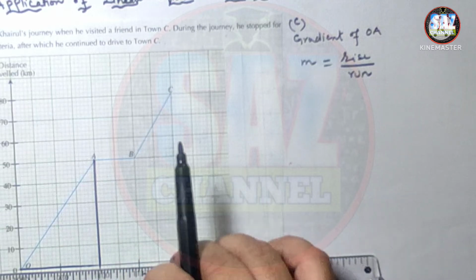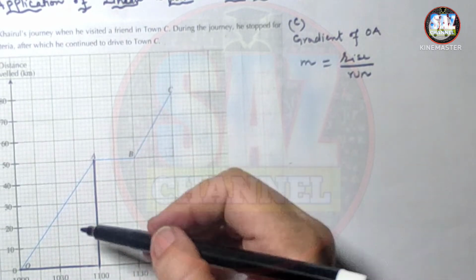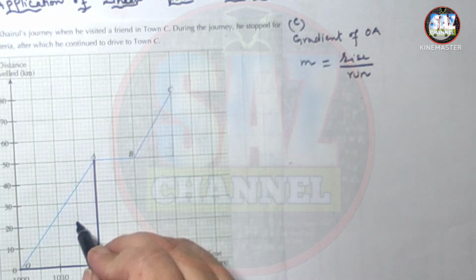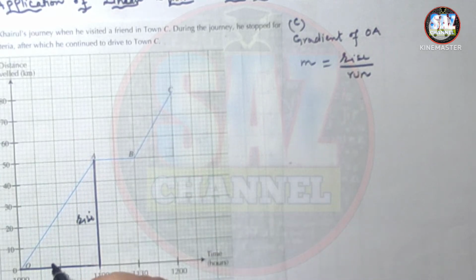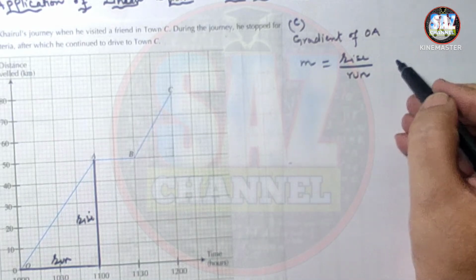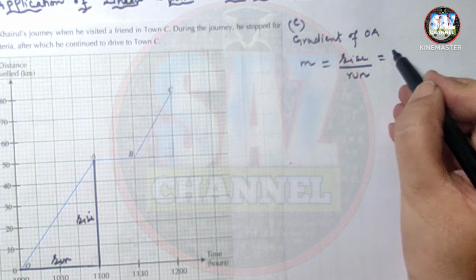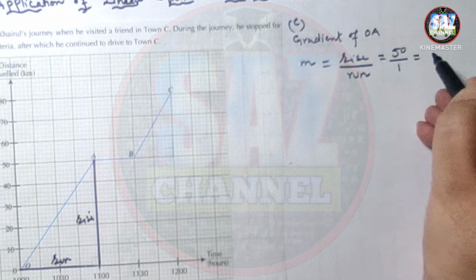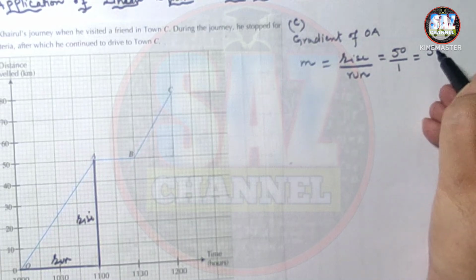Rise is having how many blocks? Rise 10, 20, 30, 40 and 50. This is the rise side and this is your run side. The run side is 10 to 10:30, half an hour, and till 11, half an hour, so 1 full hour. So rise is of how many units? 50 units. Upon run is 1 unit, and 50.